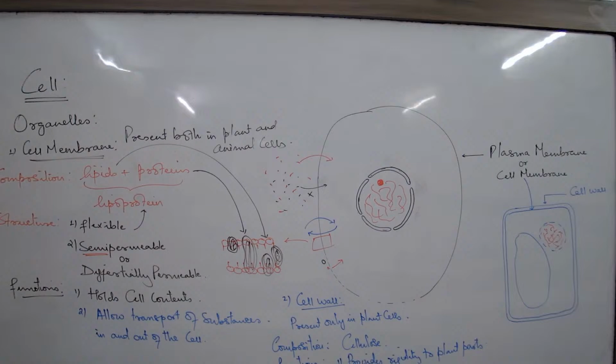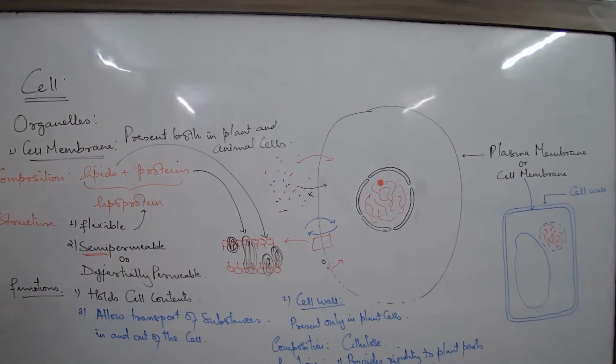Right now, if I ask you to write two differences between the cell membrane and the cell wall, what should you write? Cell membrane is present in both plant and animal cells, cell wall only in plant cells. Composition, what will you write? Cell wall, cellulose; cell membrane, lipoprotein. Structure: cell wall rigid, cell membrane flexible. Permeability: cell membrane, selectively permeable; cell wall freely permeable.